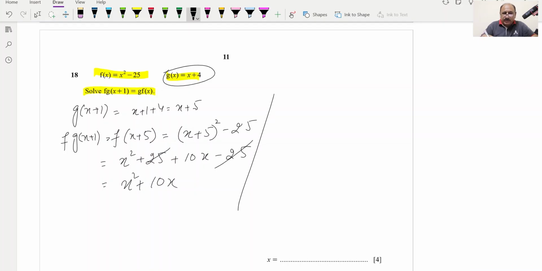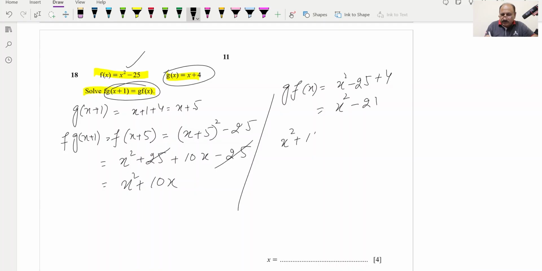Now we can find g of f of x, and this will be equal to what? G of f of x: we will replace f of x in g of x. So this will be x squared minus 25, and plus 4, and this will be equal to x squared minus 21.